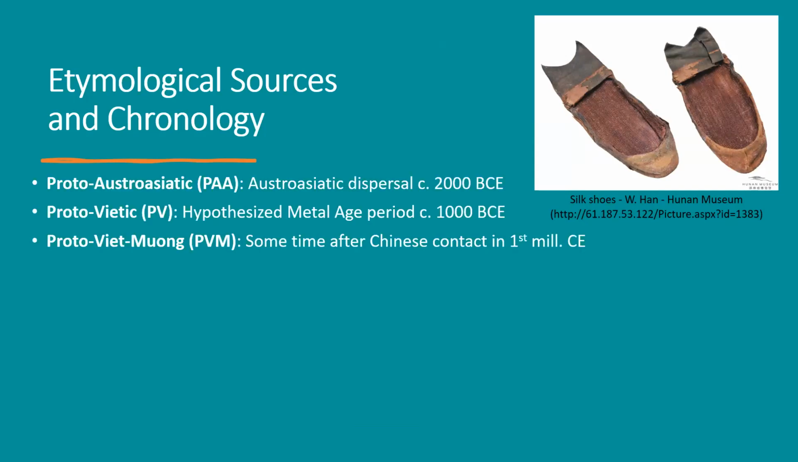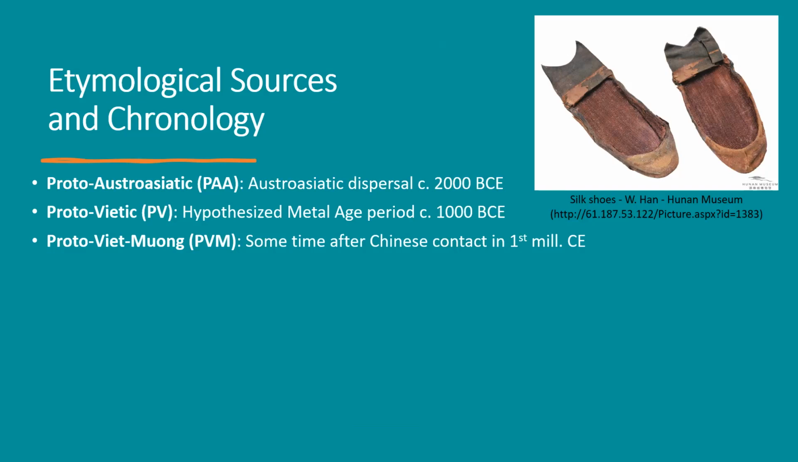And so when I show the words, I'll show the words which are native vocabulary, and native meaning Proto-Austroasiatic, from that Neolithic transition period. The Austroasiatic dispersal is hypothesized as corresponding to that, so about 4,000 years ago. For Proto-Vietic, there is no way to determine the age. I have only been using the hypothesized approximate Metal Age period in northern Southeast Asia, about 1000 BCE.